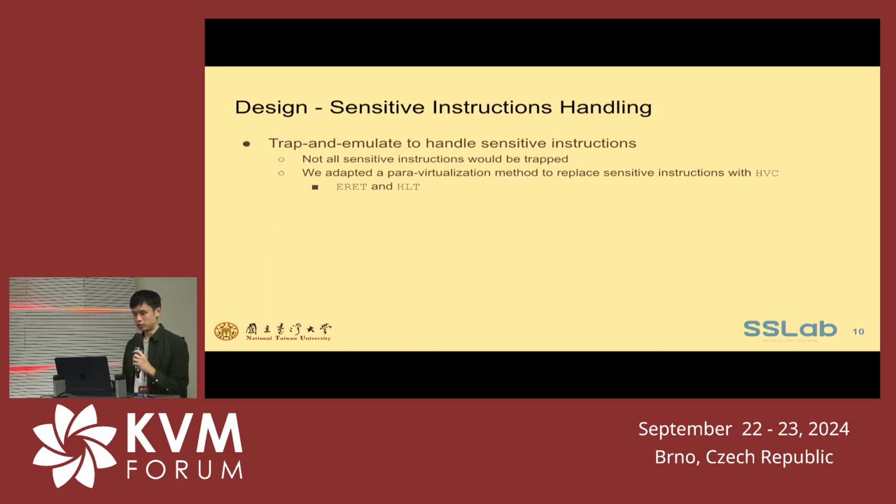To manage those sensitive instructions, the most common strategy is to trap and emulate them at KVM. However, not all sensitive instructions would be trapped to KVM. For example, exception return and host instruction may not be trapped. So we adapted a paravirtualization method to replace all of those sensitive instructions in the guest VM with hypervisor code. By doing so, we can force those sensitive instructions to be trapped to EL1, allowing KVM to handle them.